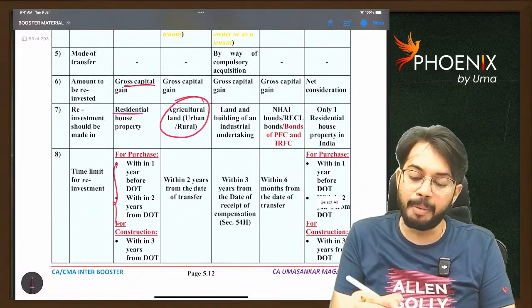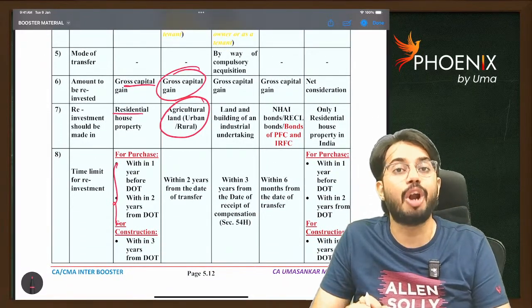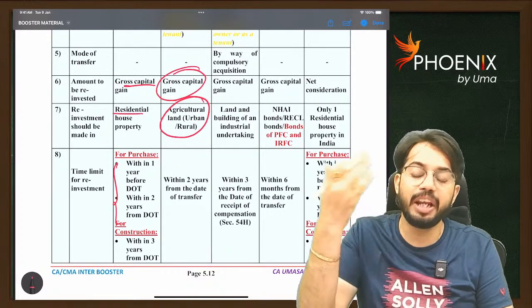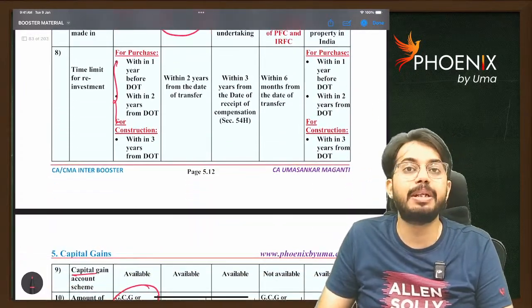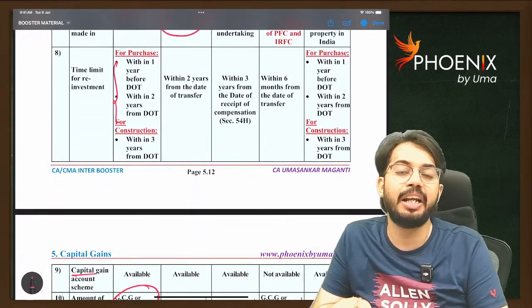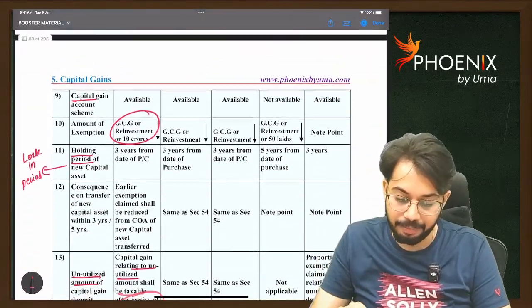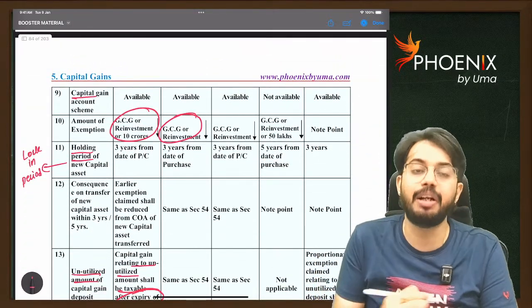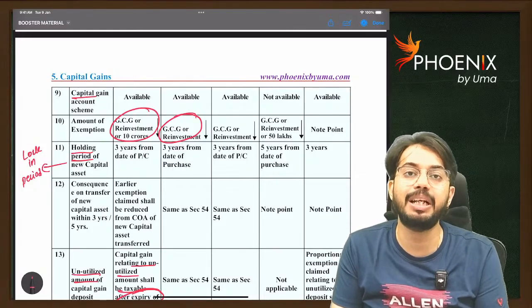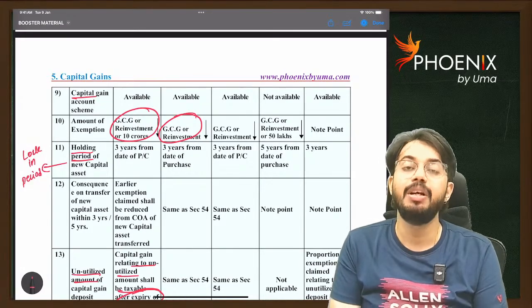Next, amount required to be reinvested is gross capital gain. Where reinvestment should be made? Reinvestment should be made in agricultural land. It can be urban agricultural land or rural agricultural land. Next, amount of exemption, gross capital gain or reinvestment, whichever is lower.